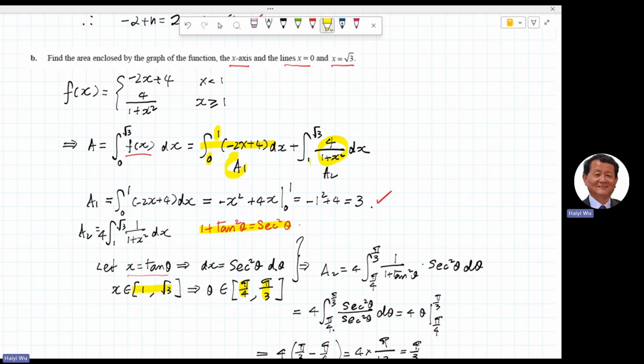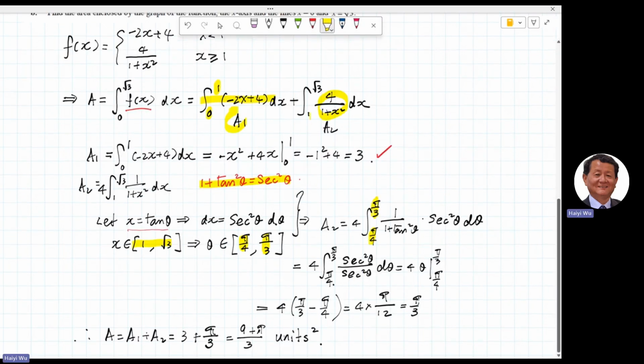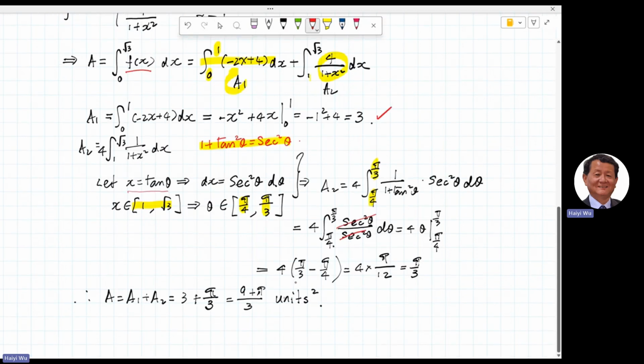So area 2 will be, because we're using substitution, pi over 4 to pi over 3. Then we cancel these two out, becoming 4 d theta from pi over 4 to pi over 3. Substituting, the answer will be pi over 3. Therefore, adding those two areas, the total area is 3 plus pi over 3. Then with common denominator 3, it becomes (9 plus pi) over 3 square units.